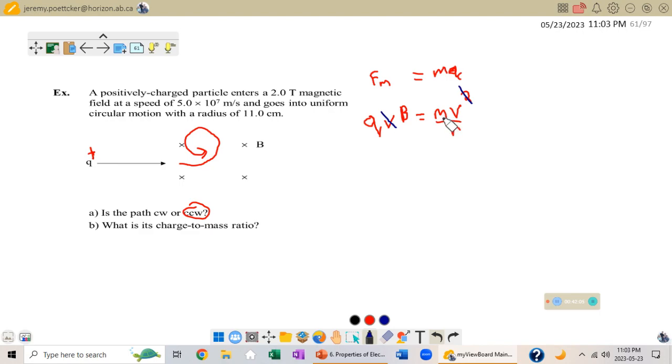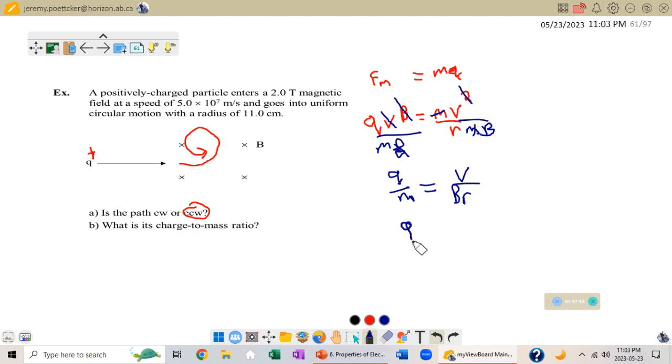I want to get charge to mass ratio, so I'm going to actually divide both sides by b, and divide both sides by m. Which means m on the right-hand side goes away. B on the left side goes away. I'm left with a charge to mass ratio, Q over M. Let's make that actually look like a Q. Is equal to V over B R.